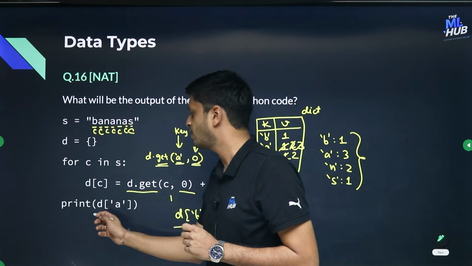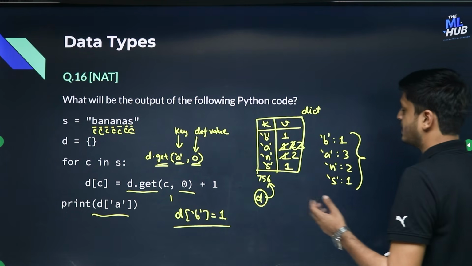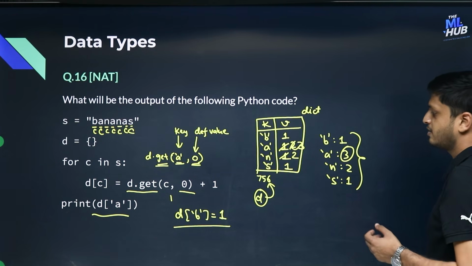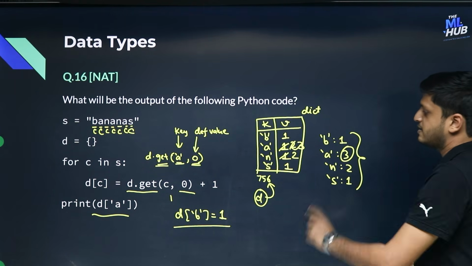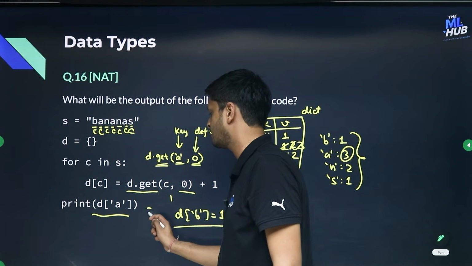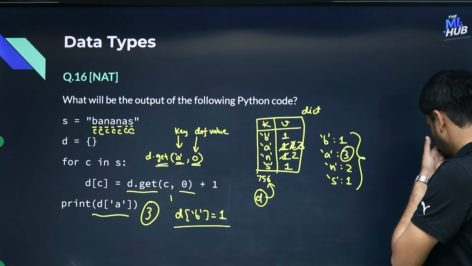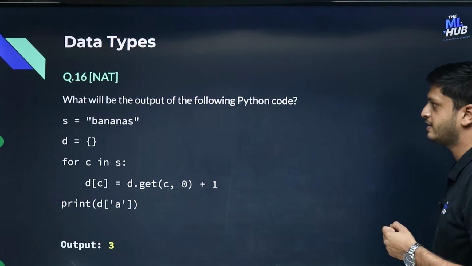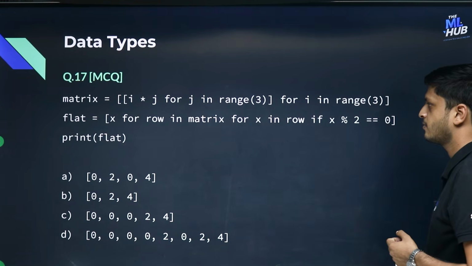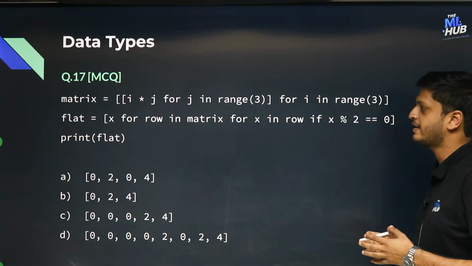You have to print D of A. So how many times is A present? A is present 3 times. The value corresponding to A is 3, and hence the answer will be 3. Okay, output is 3 in this code. Okay, now let's look at the next question.